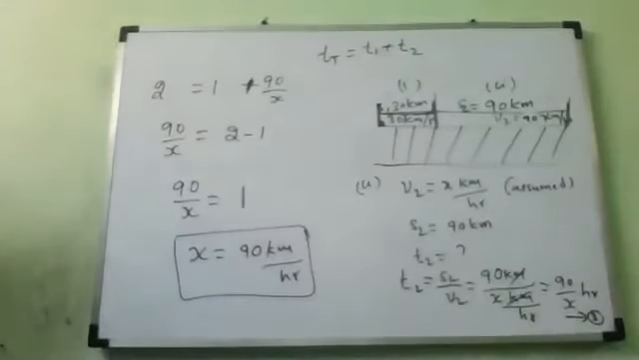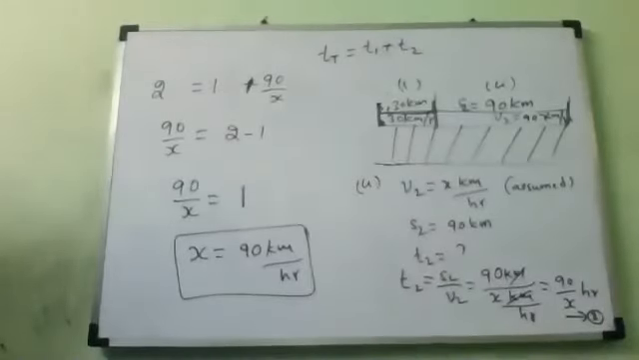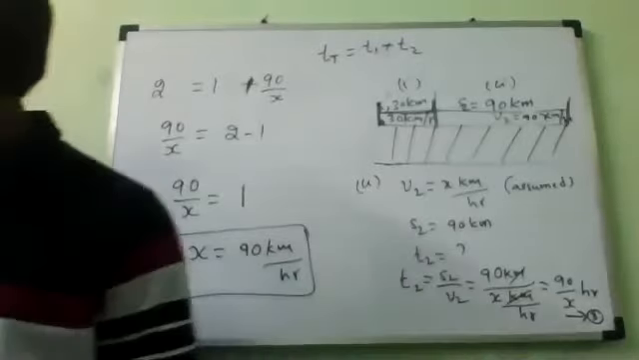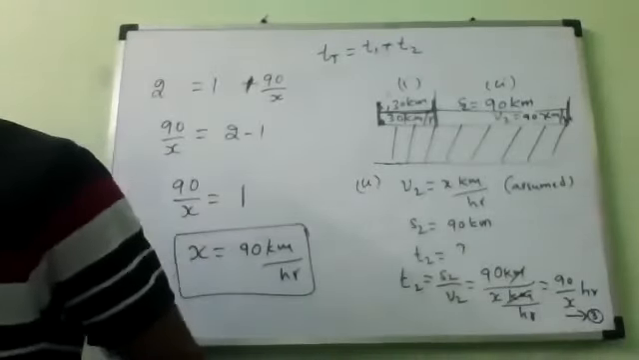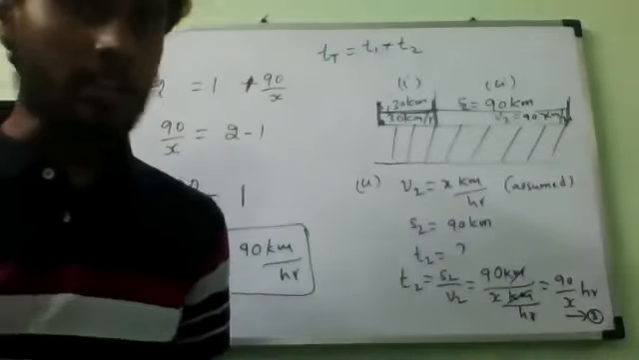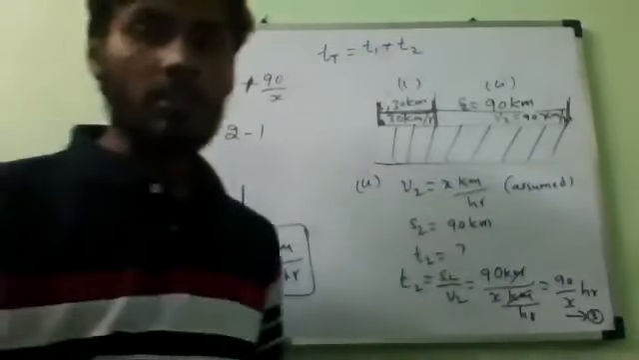Solve it now, all of you. Manvish, have you understood? 30 kilometers, 30 kilometers. Then 90 kilometers, 90 kilometers per hour. Is it completed? Solve it now, all of you.